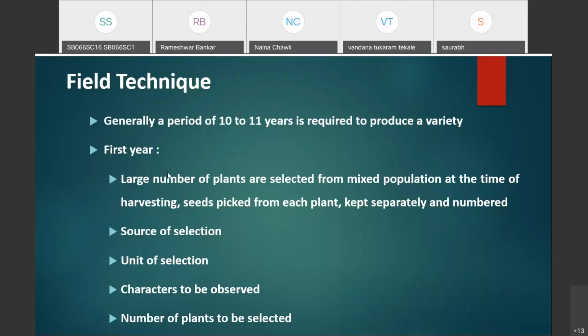The unit of selection is generally the individual plant. Generally, plant selection is not possible where plants are thickly planted.